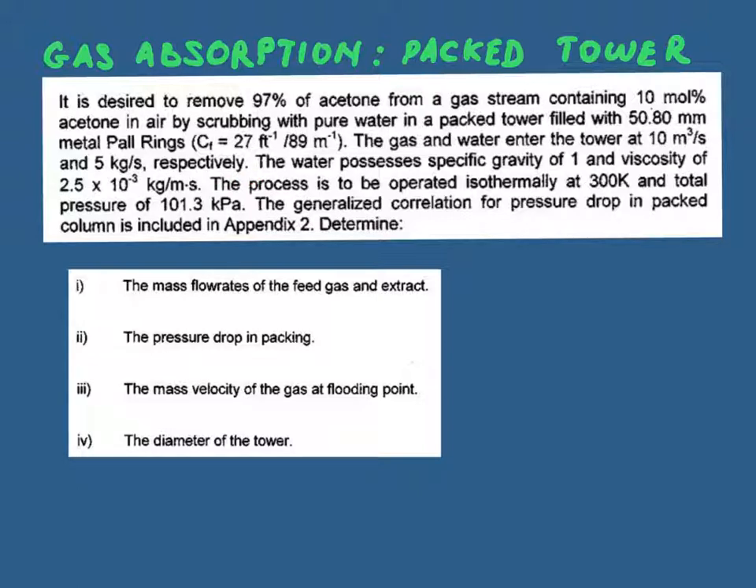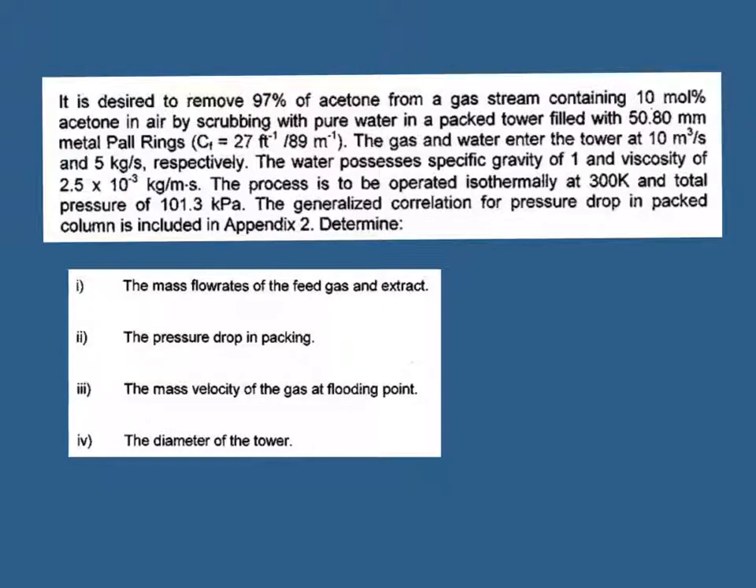The water possesses specific gravity of 1 and viscosity of 2.5 times 10 to the power of negative 3 kilogram per meter second. The process is to be operated isothermally at 300 Kelvin and total pressure of 101.3 kilopascal. In this question, we are supposed to solve the mass flow rates of the feed gas and the flow rates of extract, the pressure drops in the packing, the mass velocity of the gas at flooding point, and the diameter of the tower.